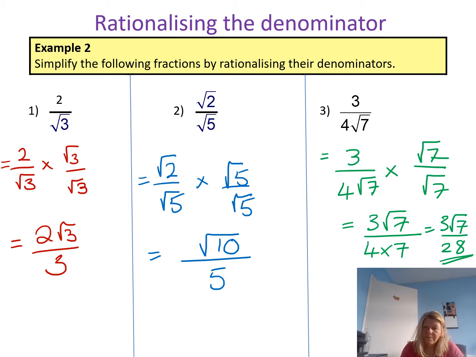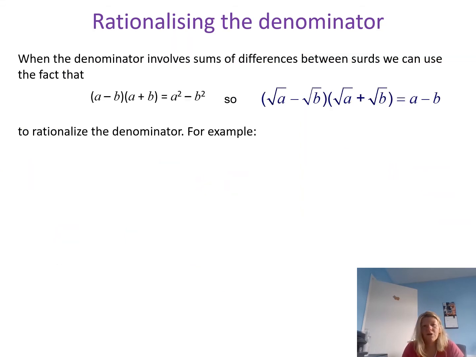Right, what's next? Rationalising denominators further. When a denominator involves sums or differences between surds, we can use the fact of the difference between two squares. If you think of the difference between two squares, a take b times a plus b, then you end up with the two things squared and a subtraction. So basically, when you square a root, you get the number. So it's a good thing, because it just gets rid of all the roots. So let's have a go with an example.